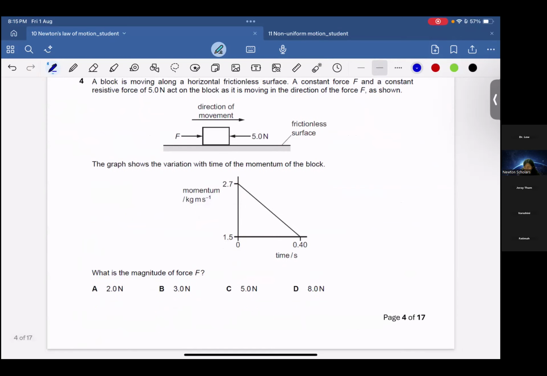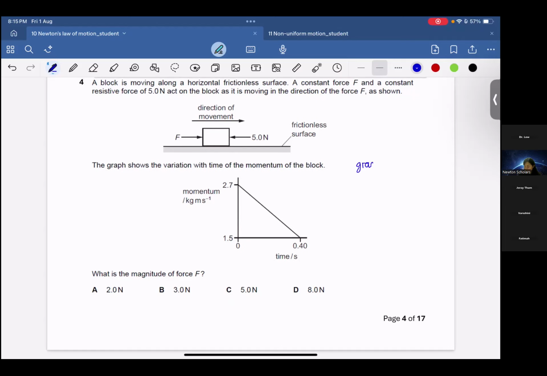So here, momentum and time. Basically, every time we talk about a graph, we are finding two things: either the gradient or the area under the graph. For this graph, momentum, if we're finding the gradient, it is change of momentum divided by time. So what is the gradient actually finding? Change of momentum divided by time, we are finding the force. The gradient is actually finding the force.